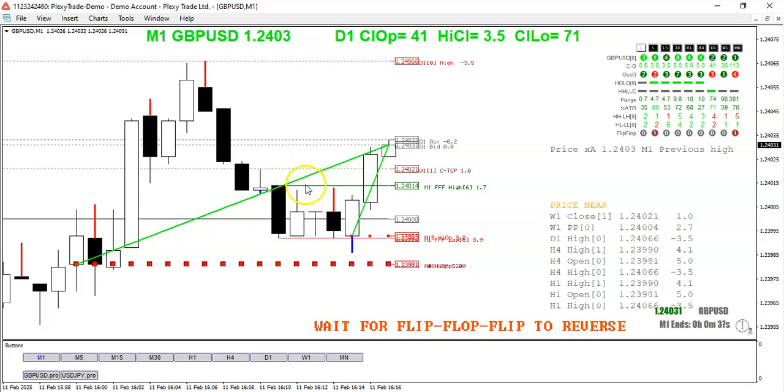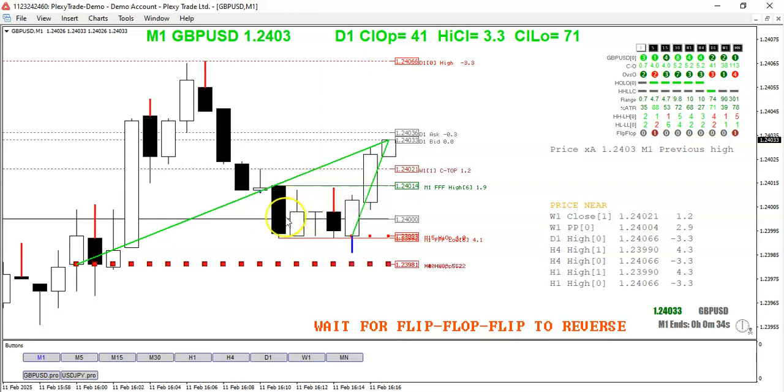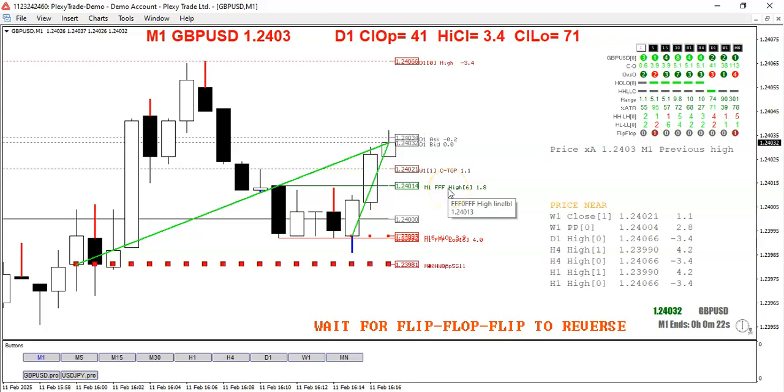And so what happened was, you can see right here, price, in this 5 minutes, established this little range here. And so I actually have a flip-flop flip indicator.